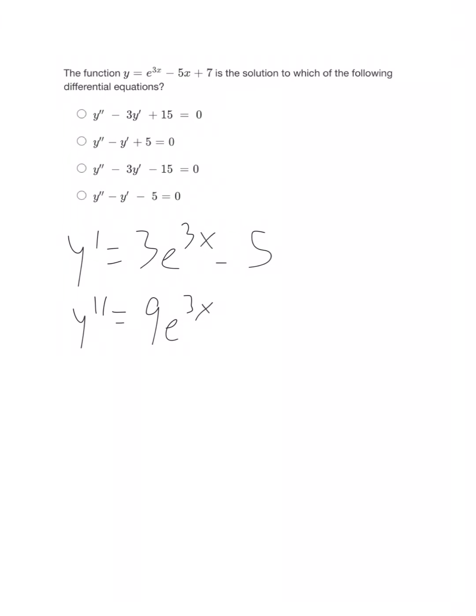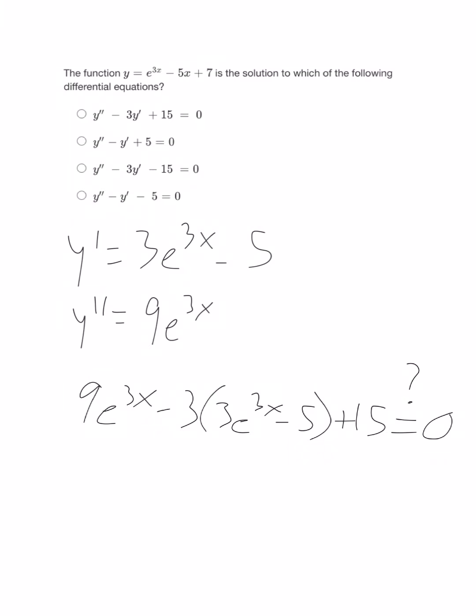So y double prime, 9e to the 3x, minus 3 times y prime, which is 3e to the 3x minus 5, and then plus 15. Does that actually equal 0? And these won't always be equal to 0. These two practice examples are both equal to 0, but it doesn't have to be. I mean, obviously we could take this same equation and just make it equal to negative 15, right? So they've just written it so that it's equal to 0, but it doesn't have to be done that way.